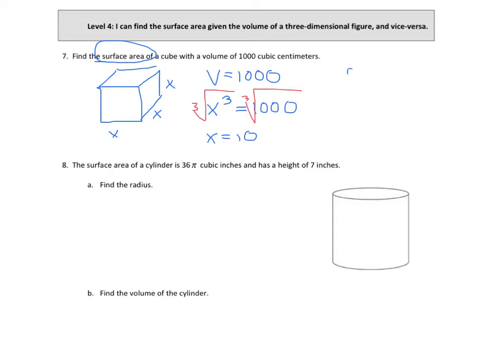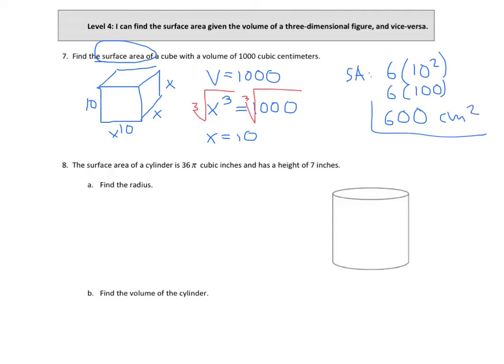For the surface area, I have to find the area of all 6 faces. And a cube is made up of 6 square faces. They're all the same. So I'm going to do 6 times the area of each square, since they're 10 by 10, 6 times 10 squared, or 6 times 100, which gives us 600 square centimeters for the surface area.